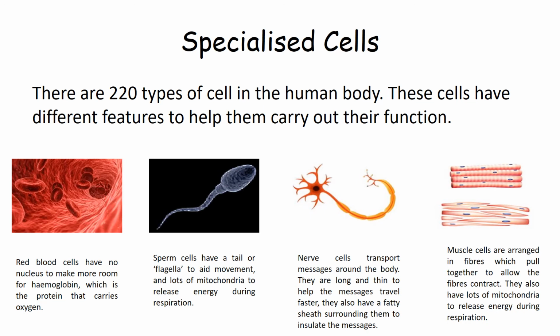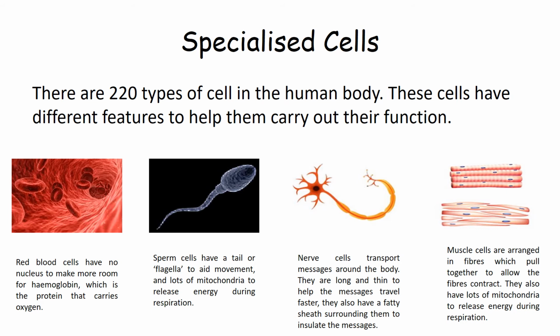Then we have sperm cells. Now the sperm cell's purpose is to find and fertilize an egg, so it needs to move. So in order to help it move, it has a tail, which is more correctly known as a flagella. Now, in order for the sperm cell to swim and find the egg, it needs a lot of energy. Now, energy is released during the process of respiration in an organelle called the mitochondria. So sperm cells typically have lots of mitochondria, so lots of respiration can be carried out.